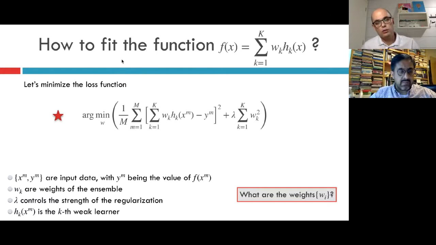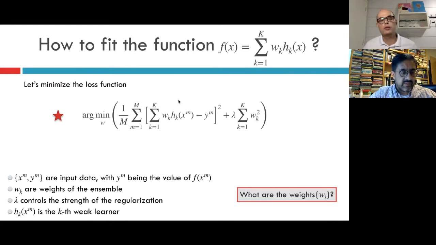So let's answer the following question. How to fit the function f of x? I will use this expression. Wk is the weight used in the previous slides. They are the weights of the ensemble, while hk of x is the result of the k-th weak learner.